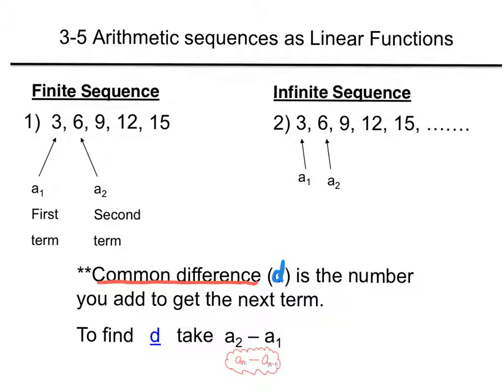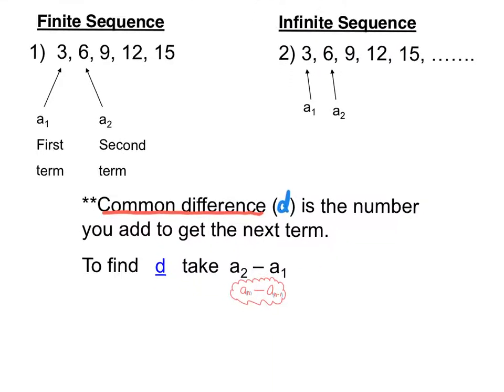Now, how do you find that common difference D? It says down here, to find the common difference D, take a sub 2 minus a sub 1. a sub 2 is the second term, a sub 1 is the first term. That's pretty straightforward. A sub 1, a sub 2, a sub 3, a sub 4, a sub 5. We'll get to that in a little while. But right now, you could find the common difference by taking 6 minus 3, and that'll give you your common difference, which is 3. I know you're thinking, so what? It's easy. The difference between 3 and 6 is 3. But it's very important that we understand this.